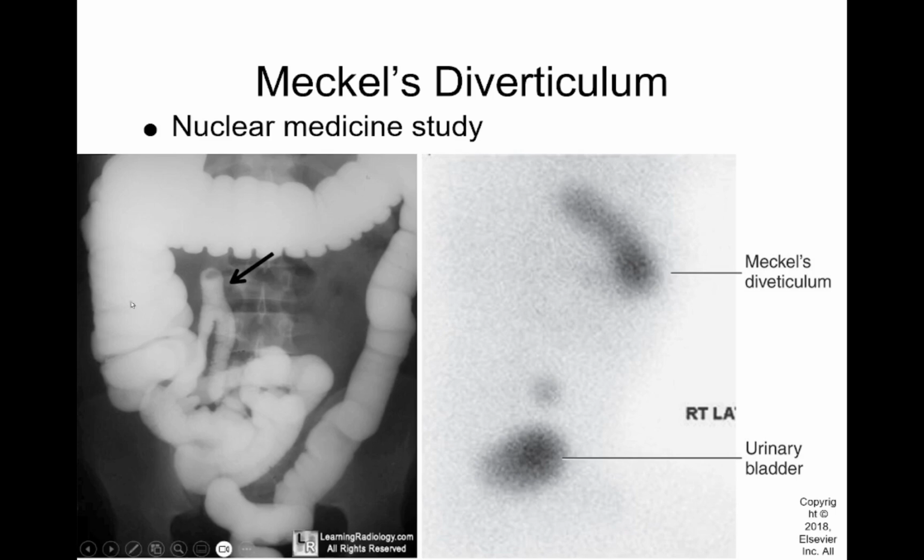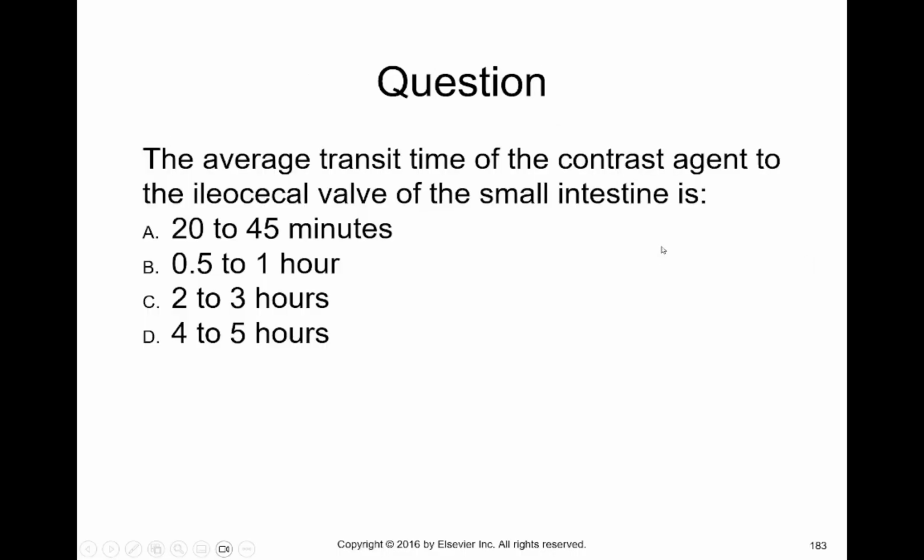So Meckel's diverticulum, again, is going to be just proximal to the ileocecal valve. So it's going to be the very distal portion of the ileum. And it's just, as the name indicates, Meckel's diverticulum. So that is the end of small intestine.